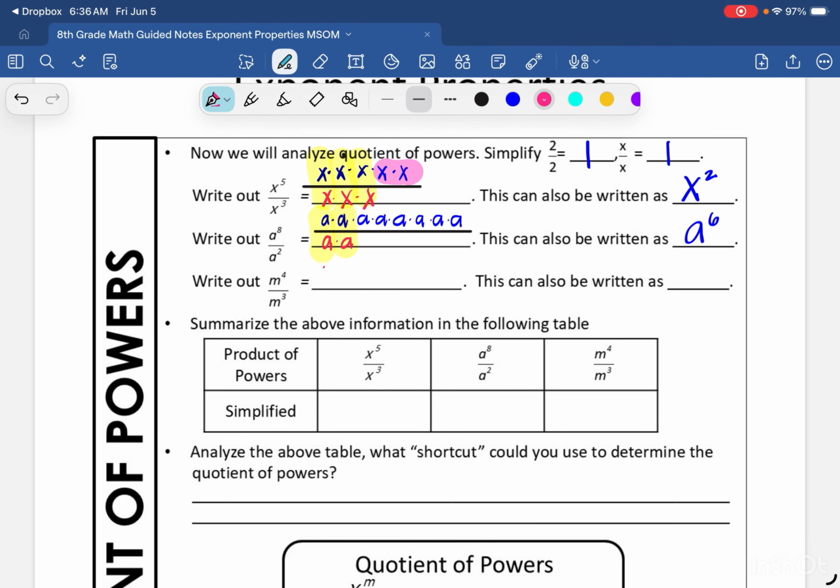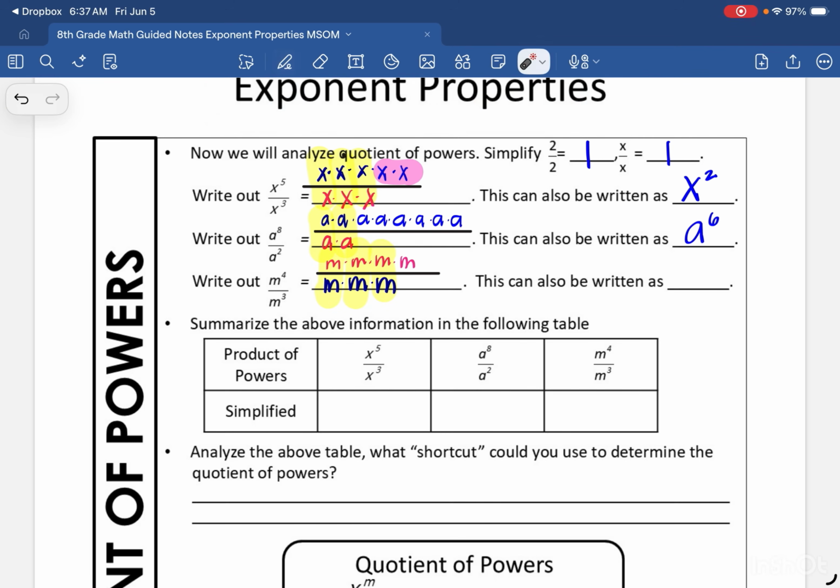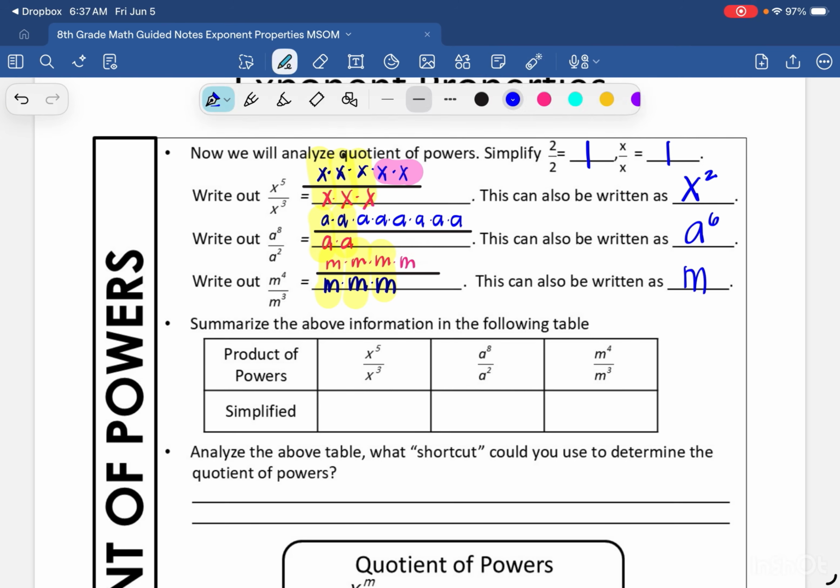Write out m to the 4th over m cubed. So on the top, I have 4 m's. On the bottom, I have 3 m's. What's going to cancel? I have m over m, m over m. Those will cancel and give me 1. I have another one. I have an m left in the numerator.